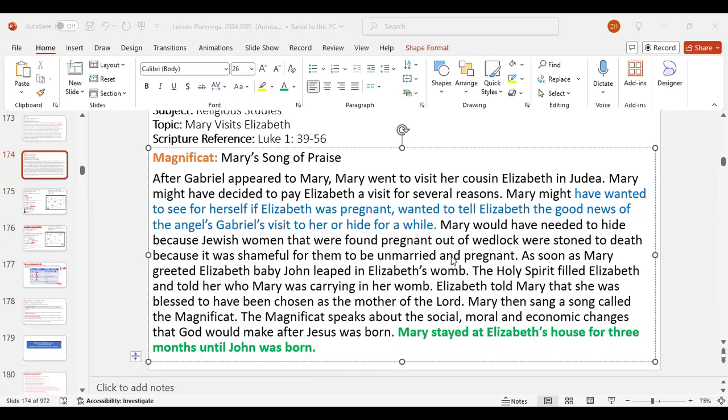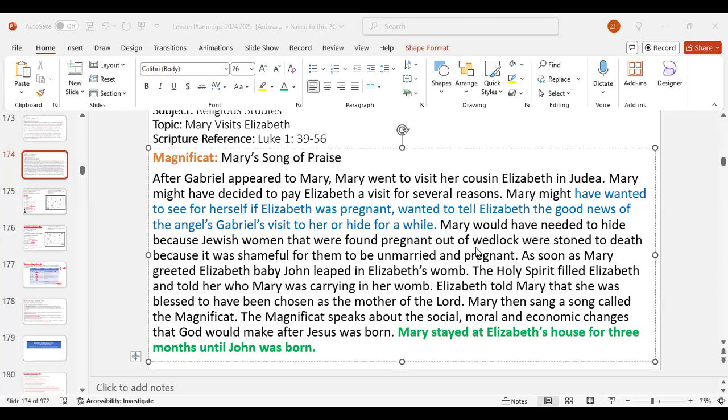Wedlock? Explain that, please. What is wedlock? Wedlock is marriage. Oh. Jewish women found pregnant out of wedlock were stoned to death because it was sinful for them to be unmarried and pregnant.